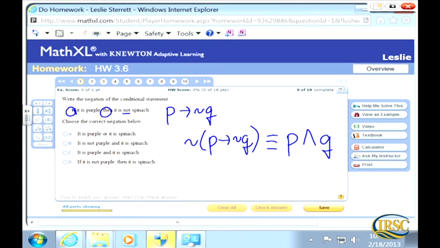So I can eliminate the one that says or. Okay, I'm not changing it to another if-then. And so notice my 2 choices that are left. It is not purple and it is spinach. Nope, that's not it. It is purple and it is spinach. That's the one I'm looking for.